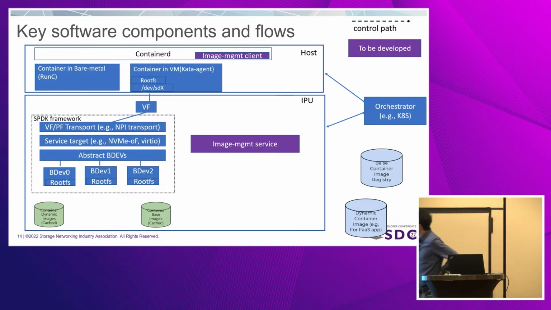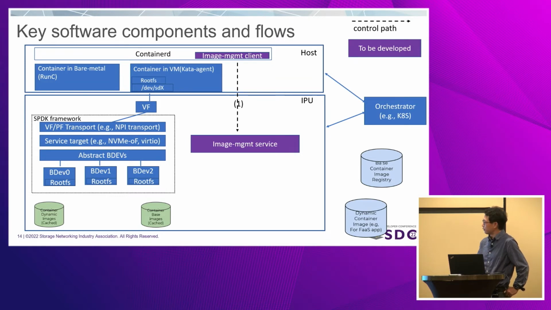The orchestrator is the remote system, right? It has the container images and everything here. Two new software components we add to enable this offload onto IPU. The first one is on the host. The containerd has a very small software component, image management client, which enables communication to IPU, the image management service, right? So these are the two new software components we need to enable this whole offload solution.